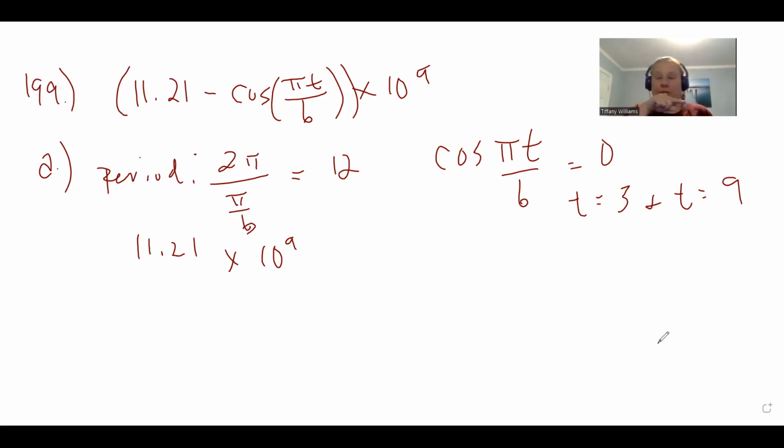So in other words, at 3 months is when I'm starting the down portion, and then at 9 months is when I'm starting the up portion. All right.